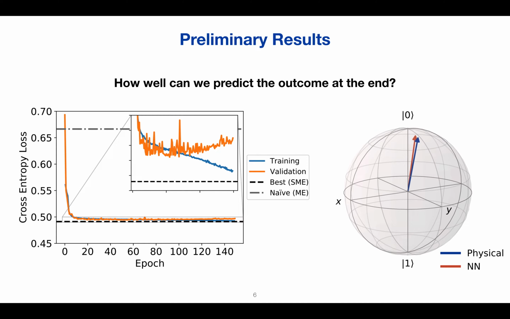If we look at the final state of the qubit, we see that the neural network is able to map the inputs in such a way as to yield a final probability distribution that is close to the stochastic master equation, or the physical one.